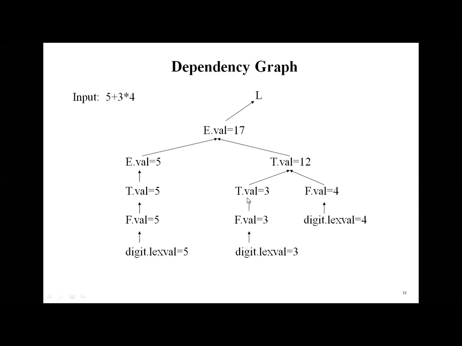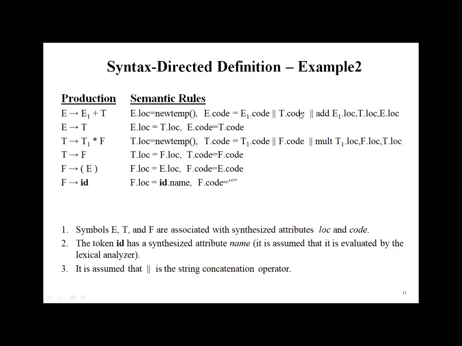So here T depends on F. Again, F depends on digit val. Then finally, this T value will depend on both T val and F val, and multiplication and 12 is here. So using the arrow, we can create a graph which is called the dependency graph. See the dependency graph, these are dependent. This value E dot val 17, that is how it can get. So depending on the eval and T val, and then finally the L will depend on this eval. So this type of graph is called the dependency graph.